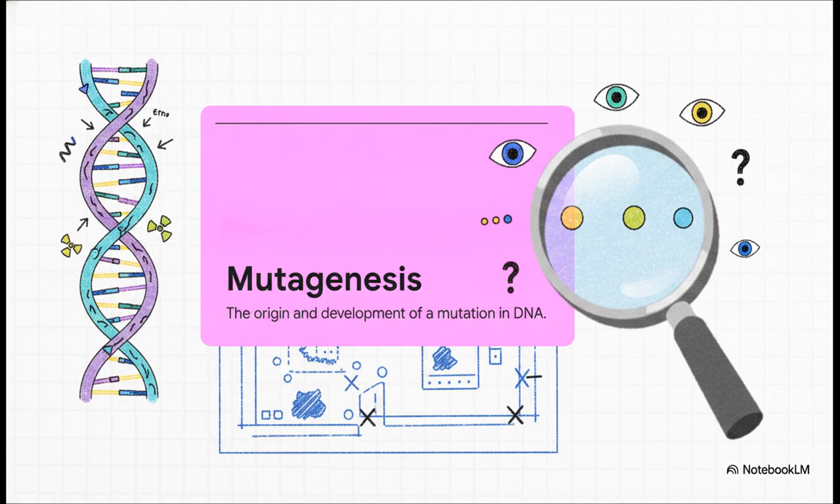To really understand this, we need to define a crucial process, mutagenesis. This is the origin and development of a mutation in DNA. By studying mutagenesis, scientists can figure out the exact origins and developmental pathways of these genetic alterations. It's basically the science of figuring out how and why our master blueprint sometimes goes wrong.